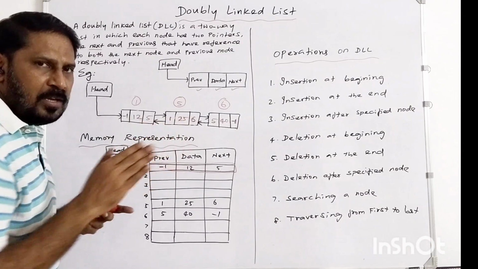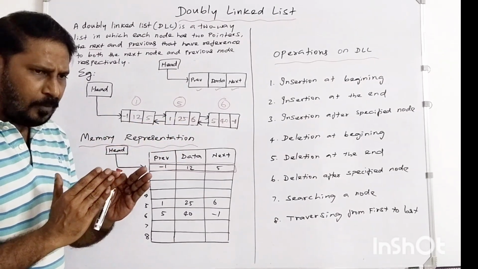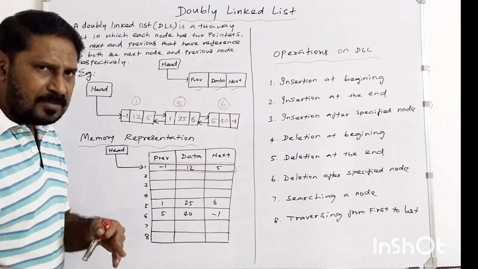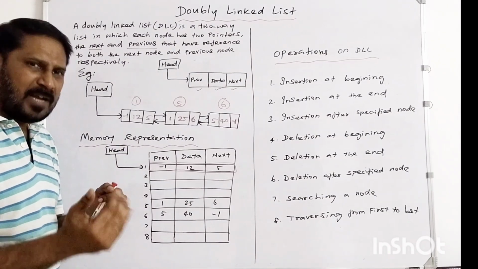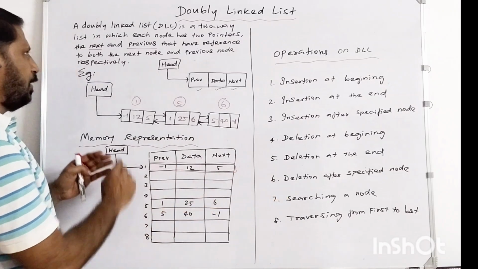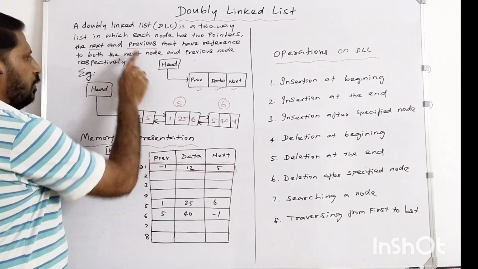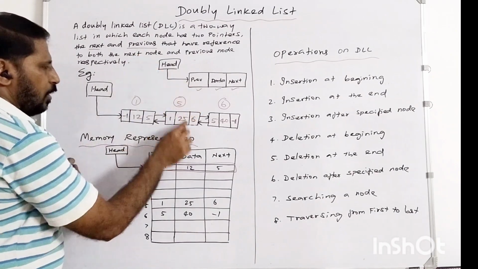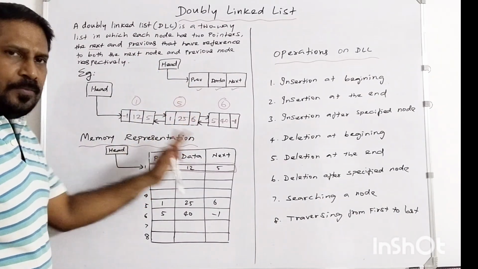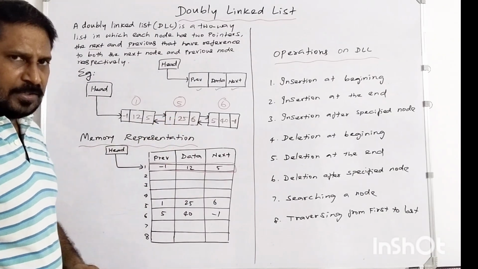Through this way, in a doubly linked list, I am able to go forward as well as backward. I am able to come backward also through two separate links, forward link and backward link. So this is next and this is previous. Through this way, we are evaluating the doubly linked list.